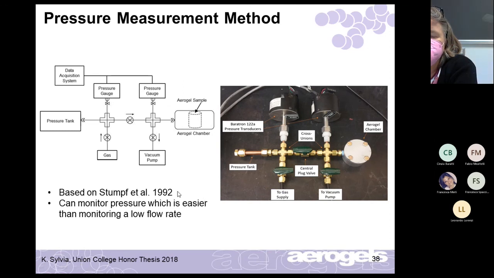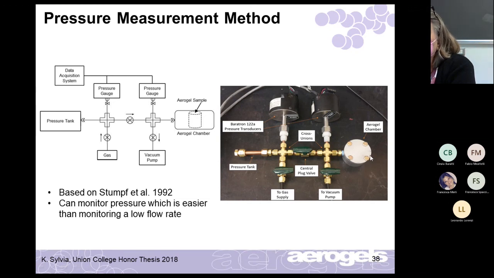This is our pressure tank. Doesn't look like much of a tank. It's very small. Doesn't need to be very big. This is our aerogel chamber. Okay, and you can see schematically. So we put the aerogel in here. We evacuate it. Okay, so close off all the other valves, close that off, evacuate the system, and then pressurize our tank, and then open the valve between the two and measure the pressure in the aerogel chamber as you pressurize, as you flow into it.